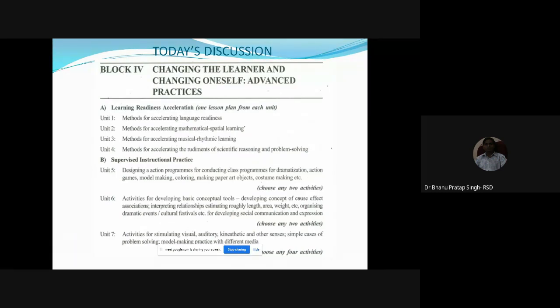If you see, there are A, B, C, three parts in block 4. A part is learning readiness, accelerations, and there are 4 units, and one lesson from each unit we have to choose. When we are talking about lesson plan, then the lesson plan format is already discussed. It is available in your project guide, that is MES-085.